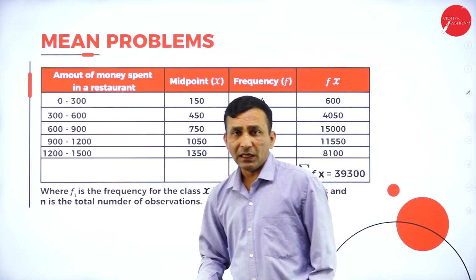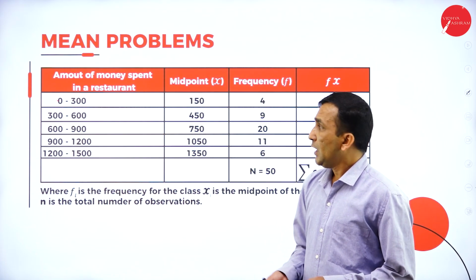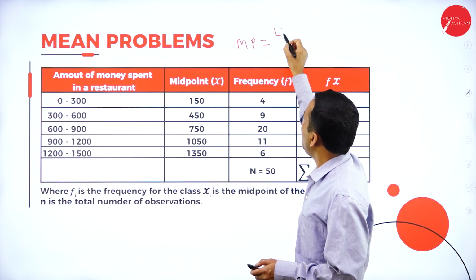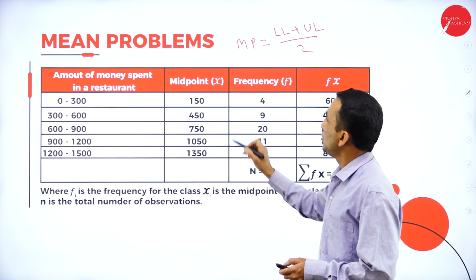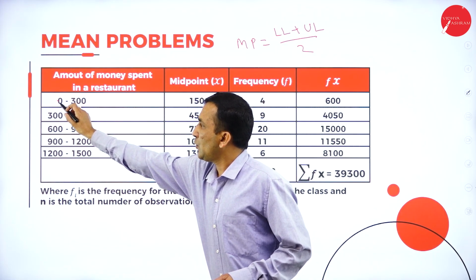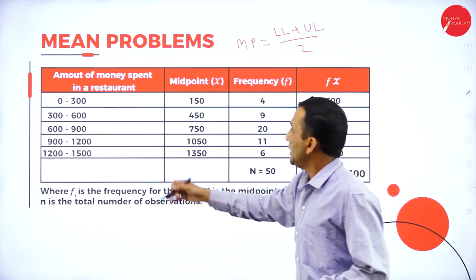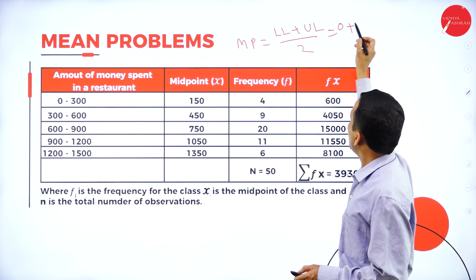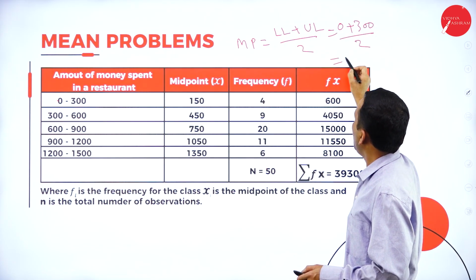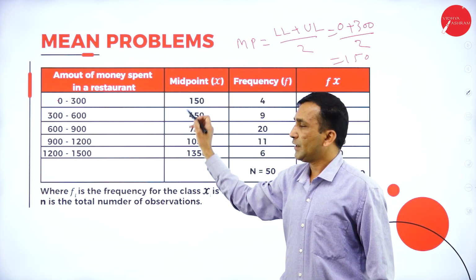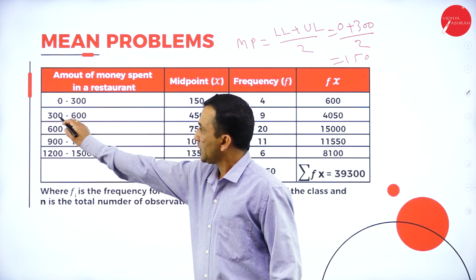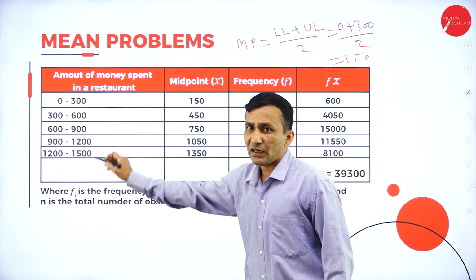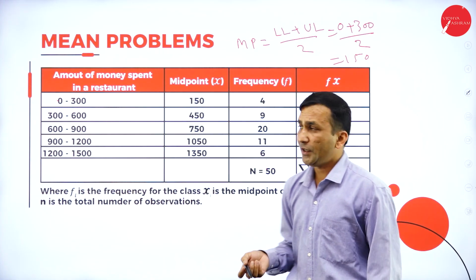So in this case, with continuous data, I want to find the midpoint. The same midpoint formula: lower limit plus upper limit divided by 2. For the first class, lower limit 0 plus upper limit 300, divided by 2, my midpoint is 150. Now for the second class, lower limit plus upper limit divided by 2, my midpoint is 450. So with the help of the class interval, I find the midpoint. Once I find the midpoint, I call it the x series.